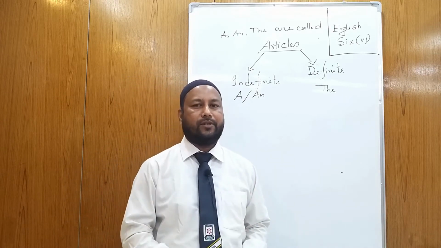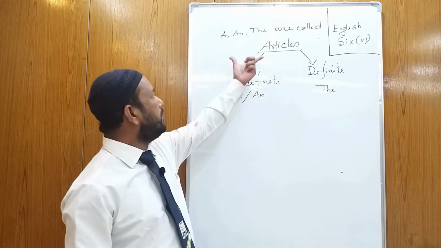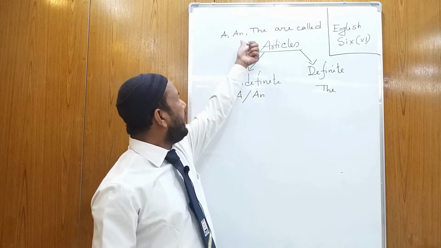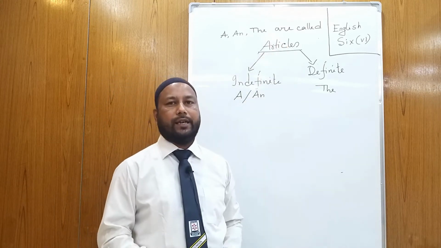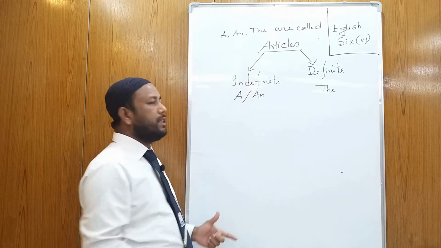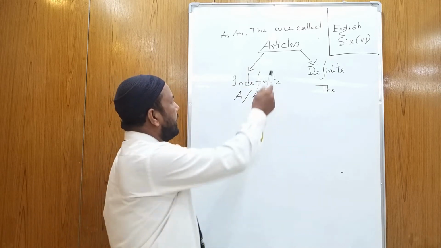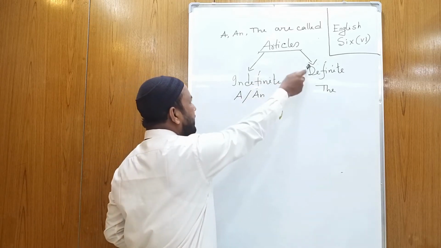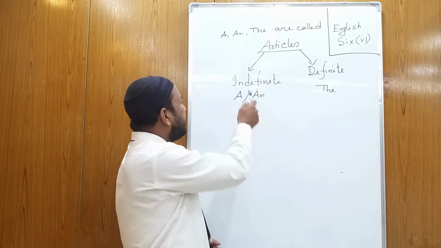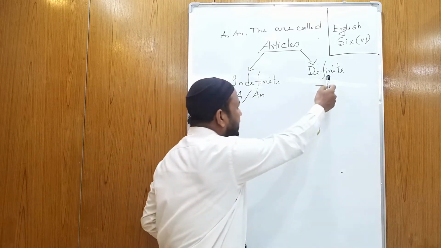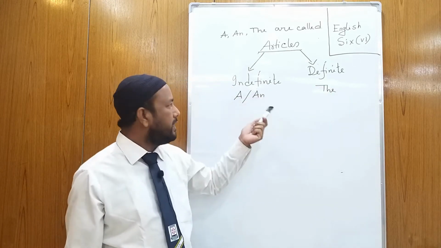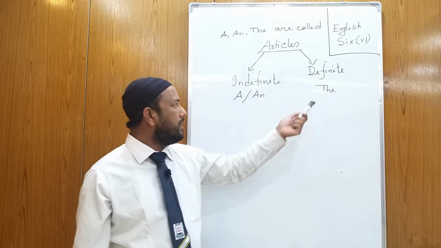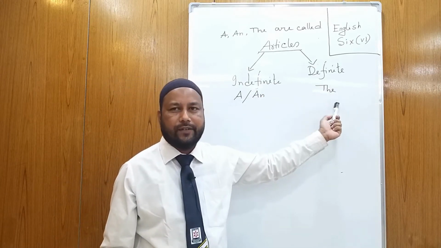Let's get started. At first, we will know what an article is. A, an, and the are called articles. I think it is clear to you. Then we will learn how many kinds of articles there are. There are two kinds of articles, two categories: indefinite and definite. A and an are called indefinite. Similarly, the is called definite. Okay.